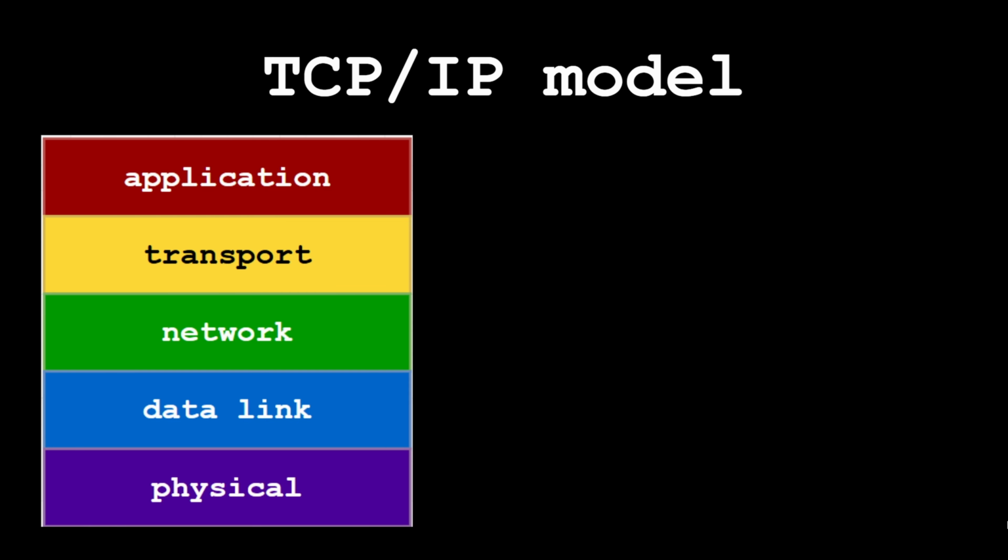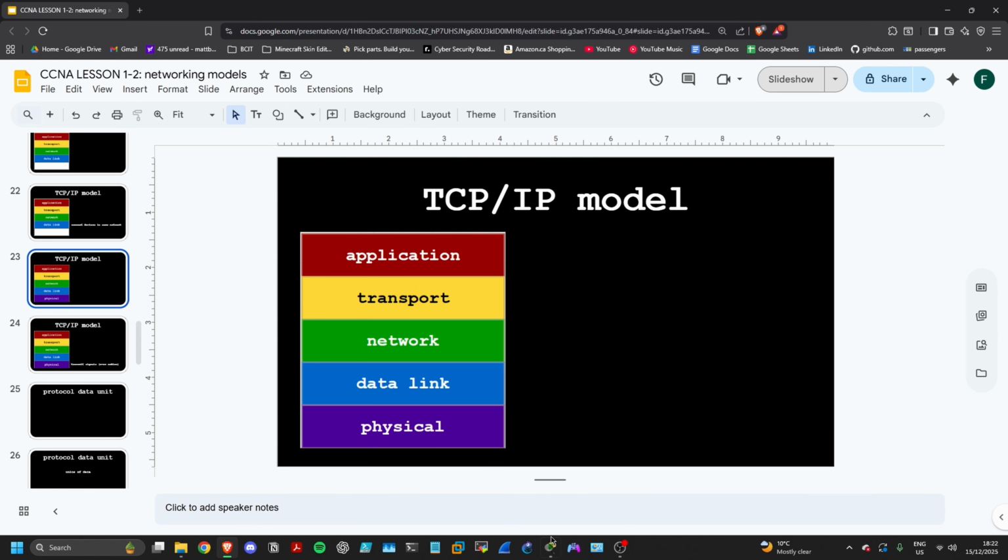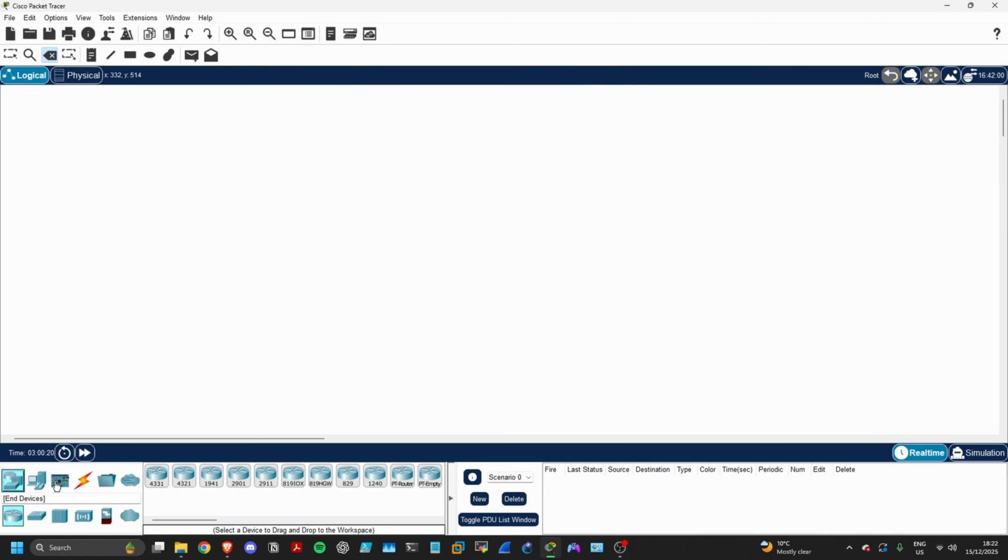And the final layer in the TCP/IP model is called the physical layer. So how does the physical layer work? Well, let's open Packet Tracer and build a very simple network from scratch. We'll start by adding a switch, and then we'll add two computers. The big question when it comes to the physical layer is, can these devices physically talk to one another? That is, can they send electrical signals to one another? Well, the answer right now is no, because we haven't cabled our devices yet. So let's cable them right now.